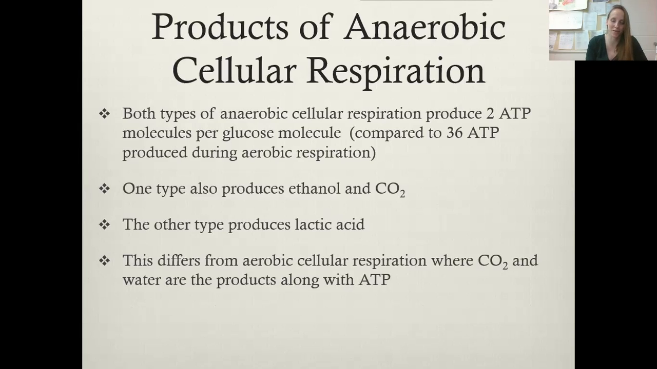every glucose molecule. So instead of being 36% efficient, the way aerobic cellular respiration is, anaerobic cellular respiration is only 2% efficient. So very, very low percent efficiency, which is why a lot of animals, like ourselves, have evolved to the more efficient method of aerobic cellular respiration. One of the types of anaerobic respiration produces ethanol and carbon dioxide. The other produces lactic acid.